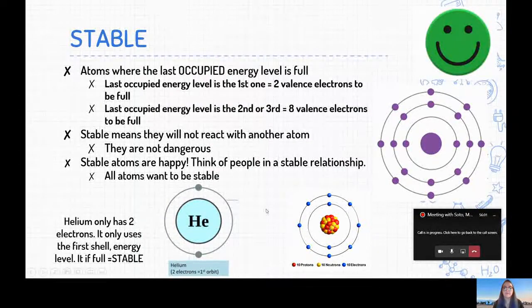So when either the first, the second, the third, the 30th shell, whatever many shells you have, if the shell is full, it's happy, it is stable. Okay, that means it's not going to be a dangerous element. It's going to be something that will not easily react. They are happy. They don't need anybody else. They are fine the way they are. Okay? There's a very small group of elements that exists in nature that are actually stable, and we'll talk more about those in detail in the lesson sure to come soon.